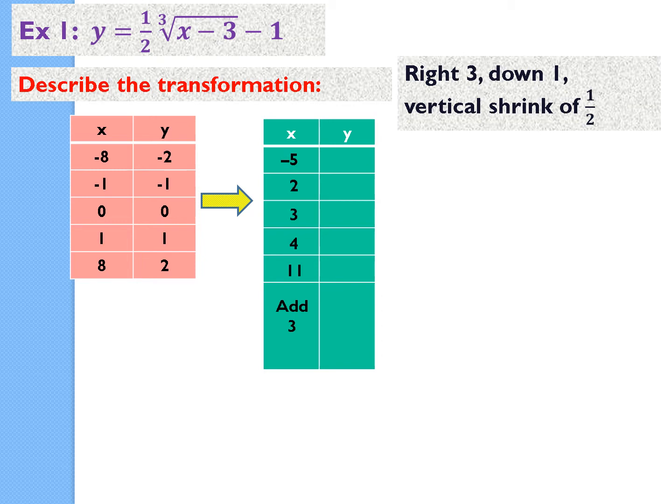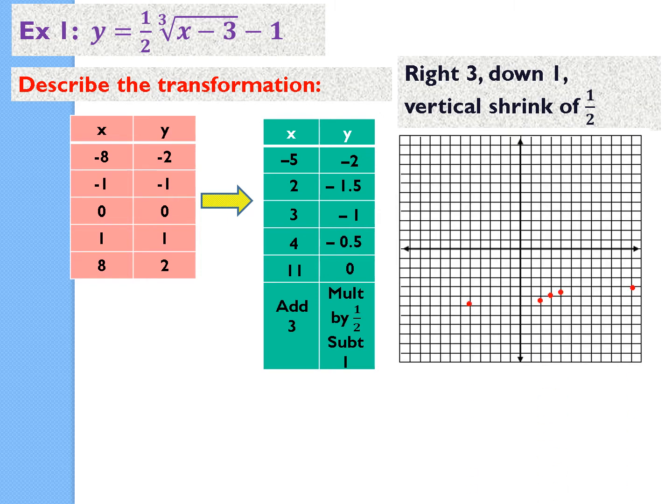Now, we have to ask the question, how do we go from old y's to new y's? And the way we're going to do that, remember PEMDAS says we multiply first. So we're going to multiply by 1/2 and then subtract 1. So when we do that, we get the following y values. So when we look at it on the graph, it looks like that.